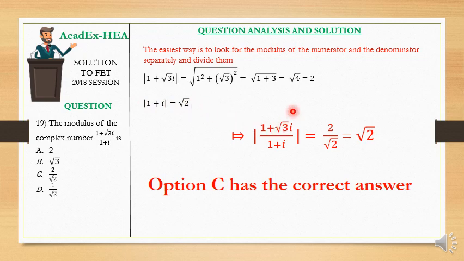So therefore, the modulus of the whole complex number, 1 plus root 3i over 1 plus i, will be equal to the modulus of the top, which is 2, divided by the modulus of the bottom, which is root 2. So our answer is 2 divided by root 2. We can find that answer in C.